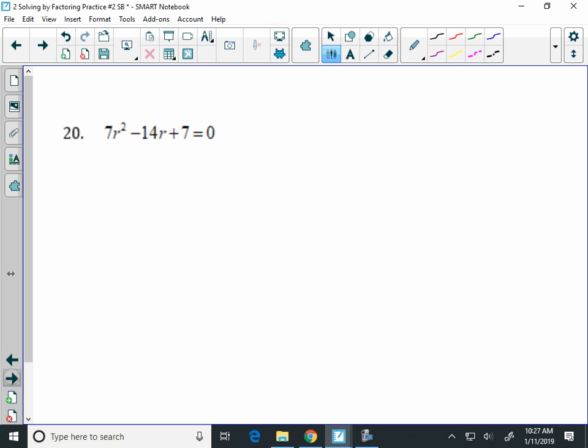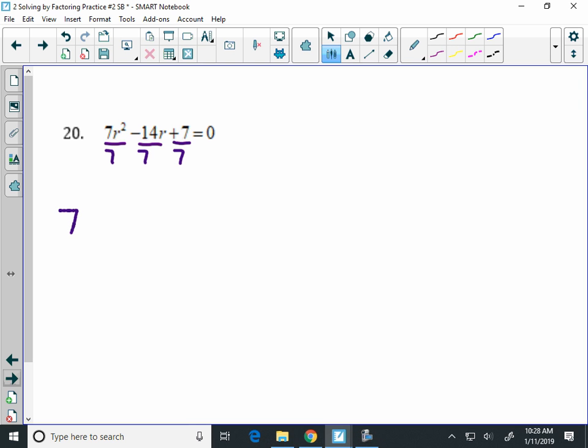All right, one more problem here. 7r squared minus 14r plus 7. I'm set equal to 0, so I can start factoring. I always look for a GCF first. And it does look like there's a GCF this time. It looks like I can divide a 7 out of all of the terms.